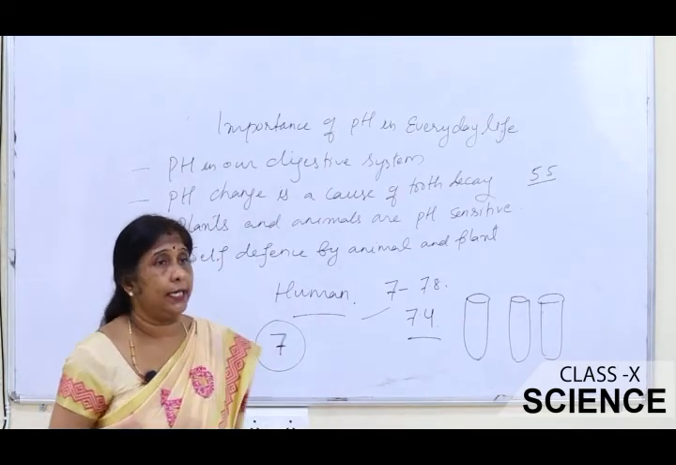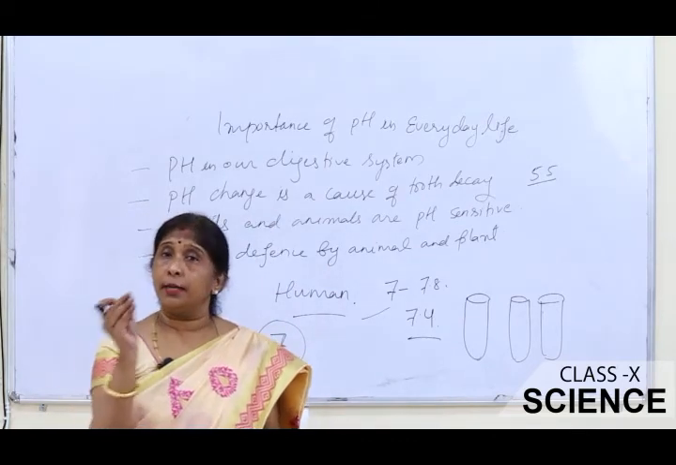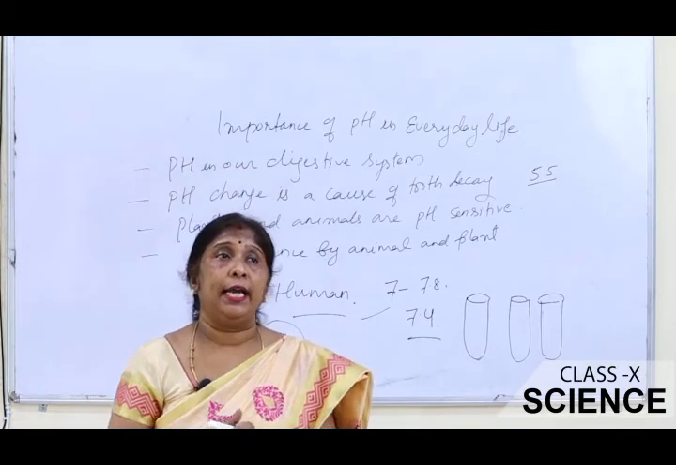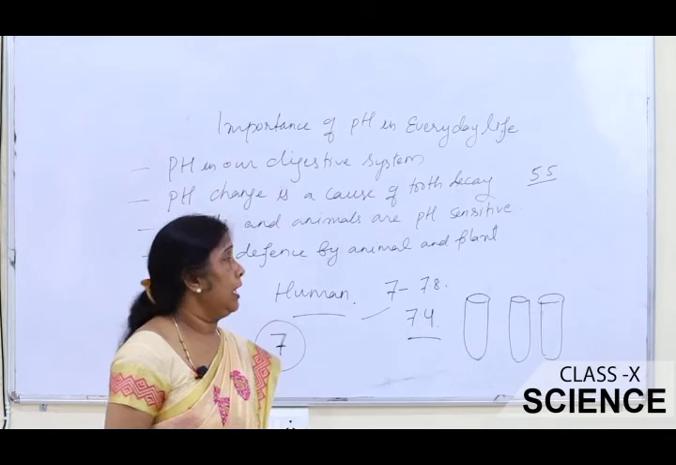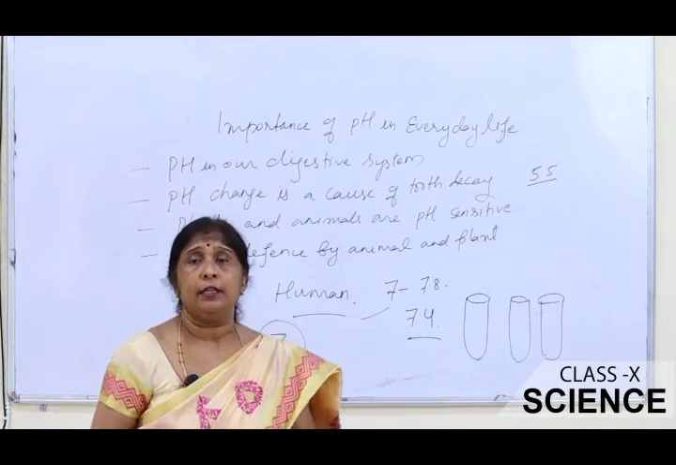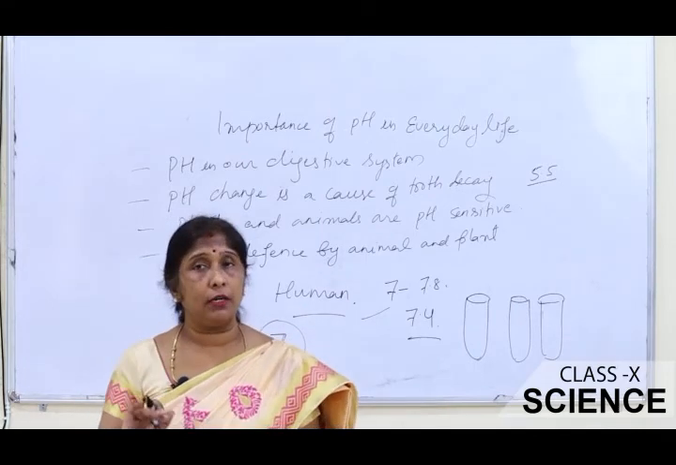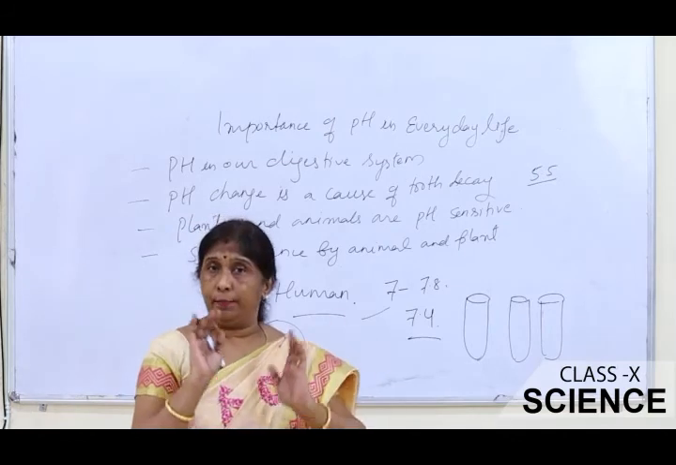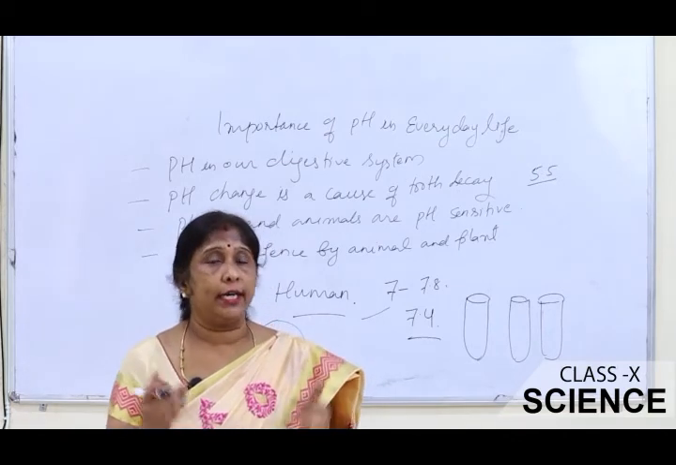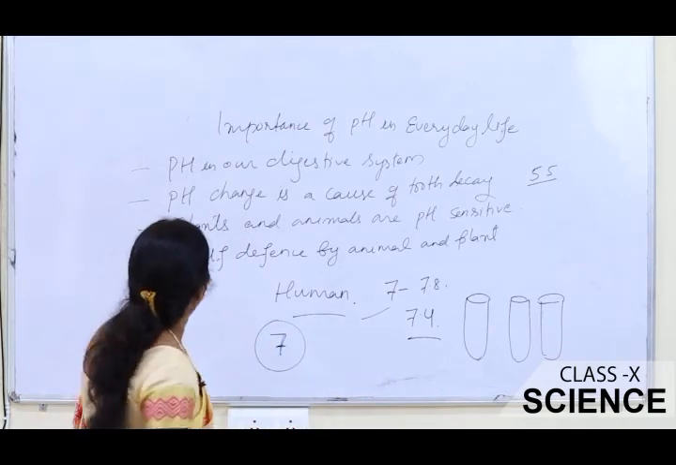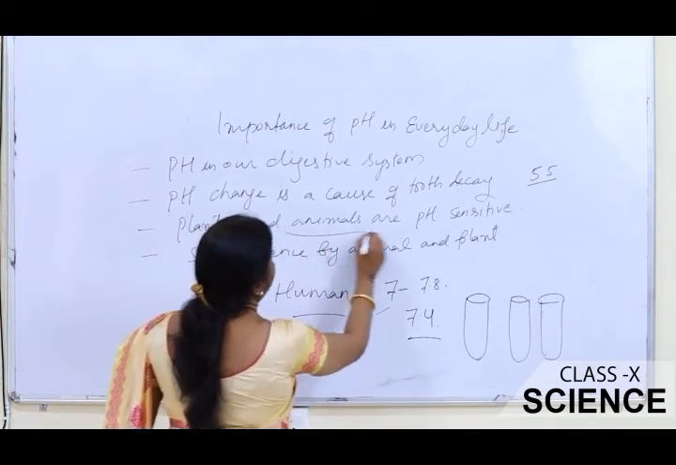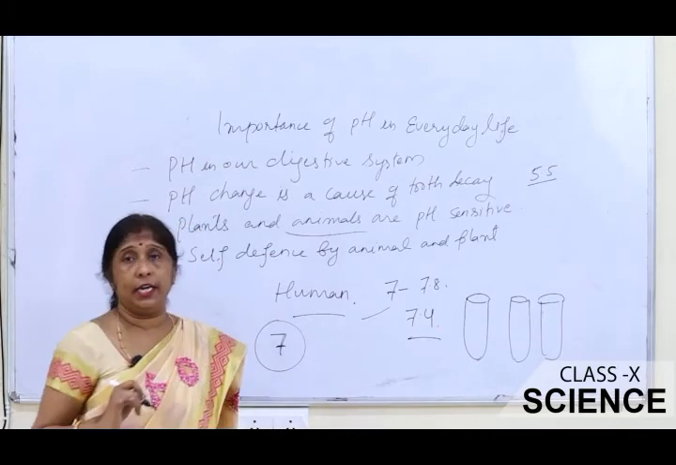If the soil is acidic, then we can apply some basic substance like calcium hydroxide to the soil so that it becomes basic. If the soil is found to be basic, then we can apply certain organic substances like manure, because they have some acidic properties, right? Now animals are also pH sensitive, that is the aquatic animals.